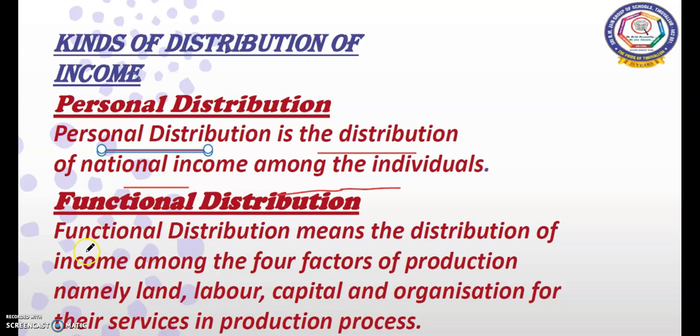Next one, functional distribution means distribution of income among the factors of production, namely land, labor, capital and organization, which are involved in the production process, which is paid for their services in the production process.